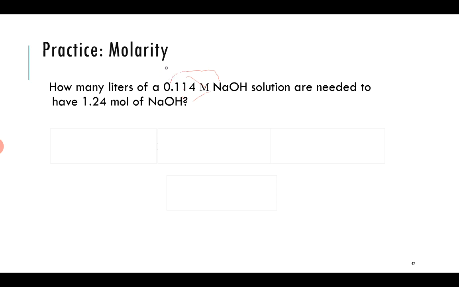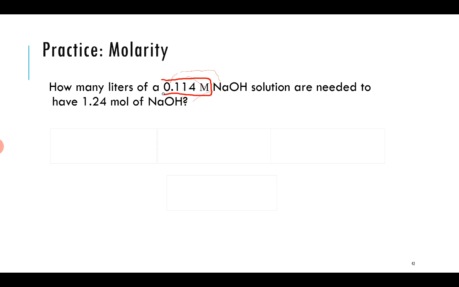This practice problem reads: how many liters of a 0.14 molar NaOH solution are needed to have 1.24 moles of sodium hydroxide? Go ahead and pause the video and give yourself a moment to try to come up with the solution yourself. All right, let's talk about this problem.